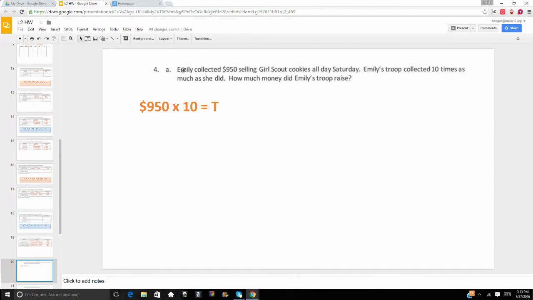So it's saying that Emily collected $950 selling Girl Scout cookies all day Saturday. So that's her $950. Her troop collected 10 times as much, 10 times 10 as much. How much did her troop raise? So T is for troop. So if Emily collected $950 and her troop collected 10 times as much, how much did they earn?